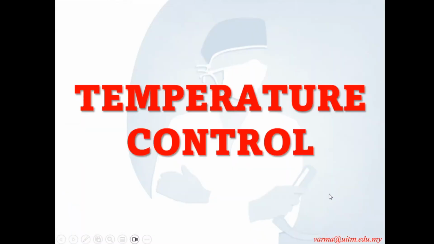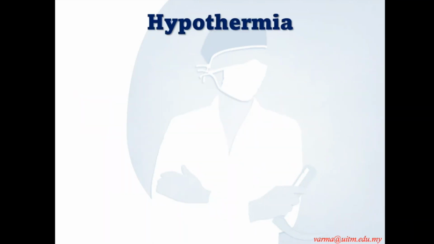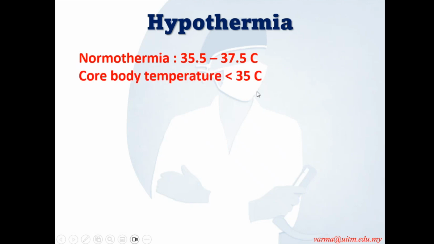So next, this brings us to temperature control. When we talk about temperature control, we have to know a few terms. In viva, they will ask us to define hypothermia. Normothermia is a core temperature of 35.5 to 37.5 degrees Celsius. This is the normal temperature for a human being at sea level at ambient temperature. Core body temperature of less than 35 degrees Celsius will be defined as hypothermia.